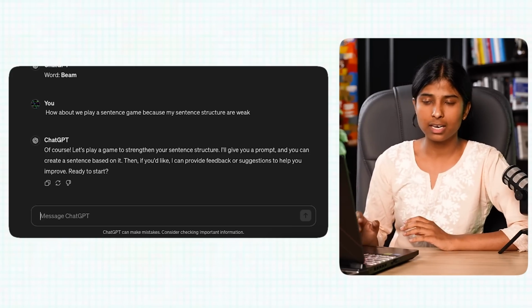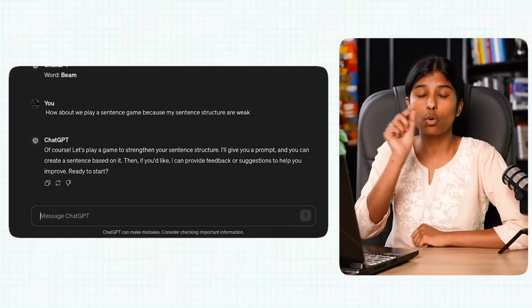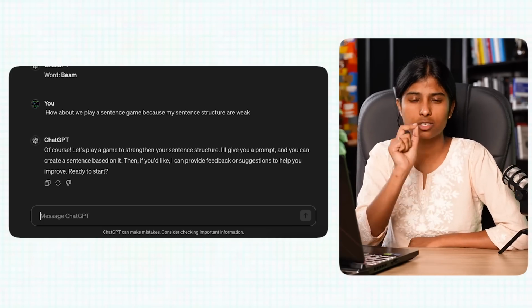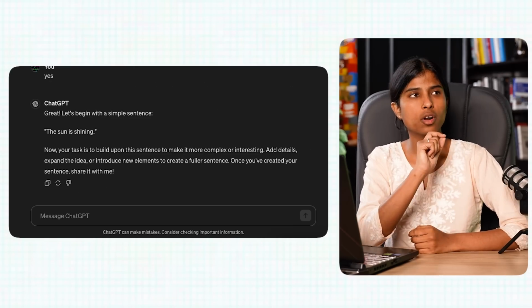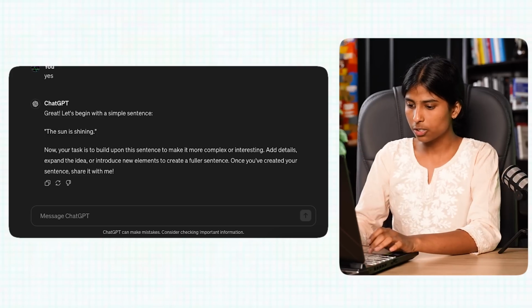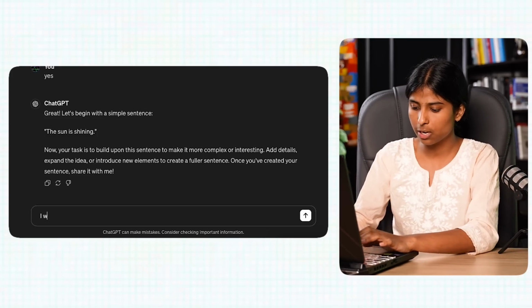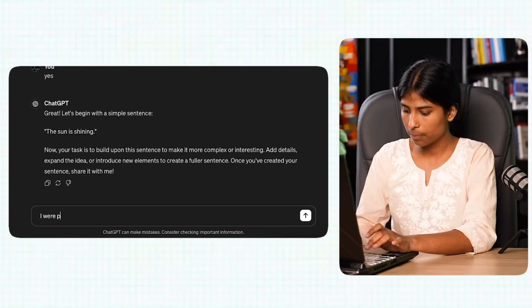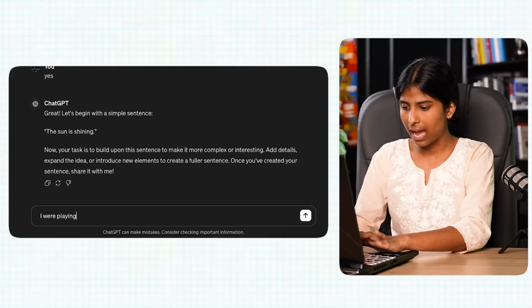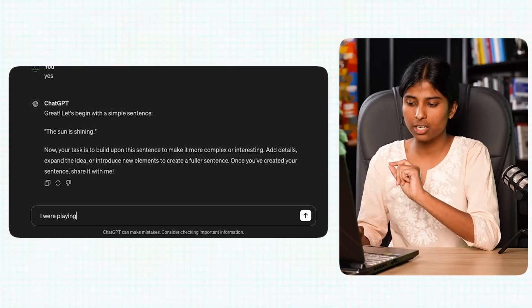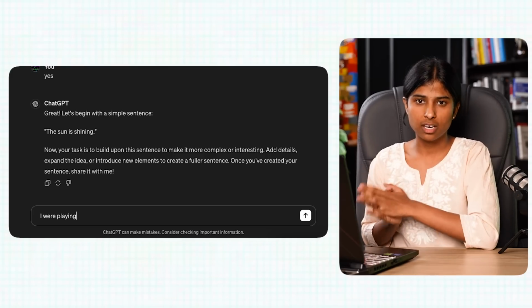Okay, so it's going to give you a phrase, you're going to form a sentence, and then it's also going to tell you whether your sentence is correct or not. Great, here's your starting phrase: on a sunny day. Okay, so on a sunny day. Now what I'm going to do is intentionally make a mistake over here. On a sunny day, I were playing. It has to be I was playing, but I'm intentionally making this mistake to see whether it's going to correct me or not.